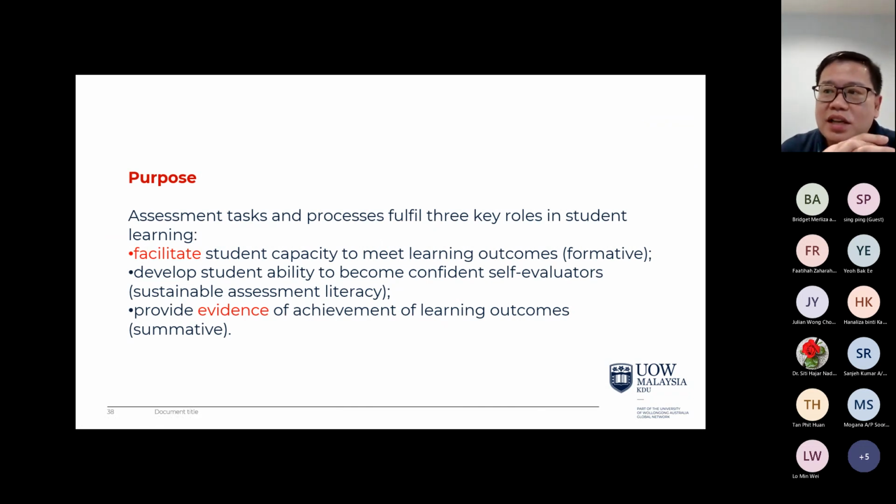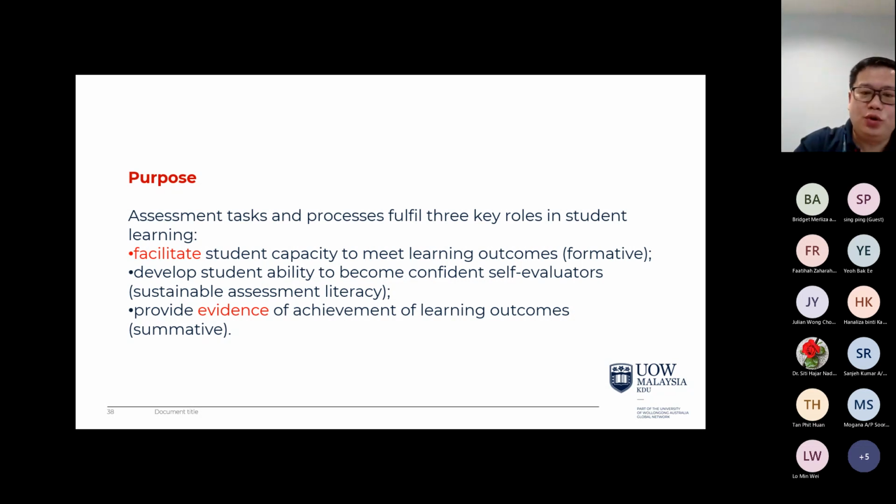Purpose. Assessment tasks and processes fulfill 3 key roles in students' learning. All right, an assessment, 3 key roles. Number 1, facilitate students' capacity to meet learning outcomes. It facilitates students' capacity. So when we do assessment, especially formative assessment, then it helps students to achieve the goal. Okay, formative assessment is any assessment that will assist students to achieve their goal.